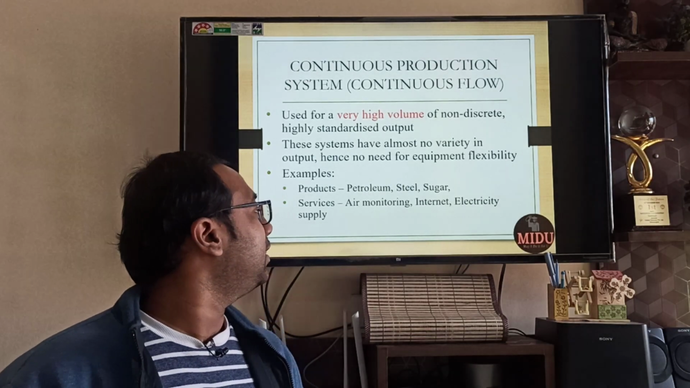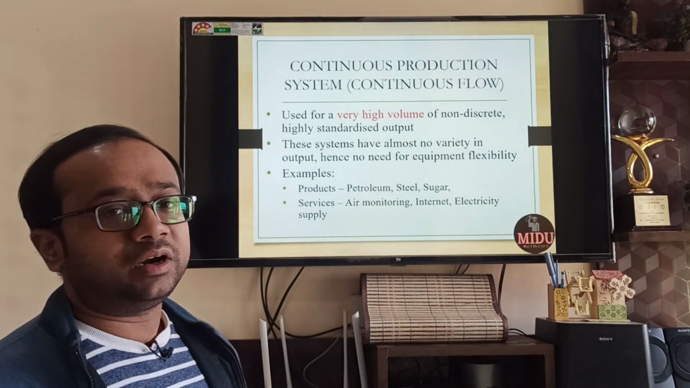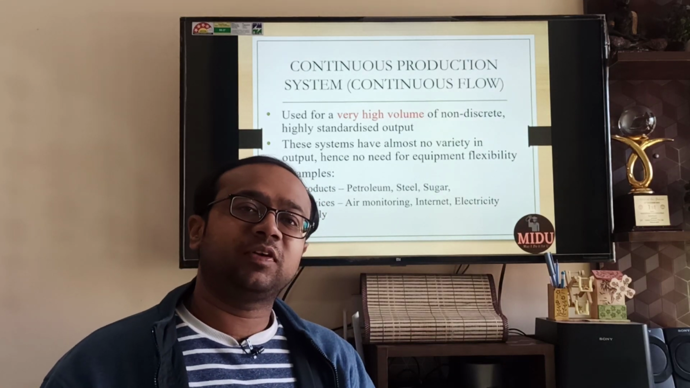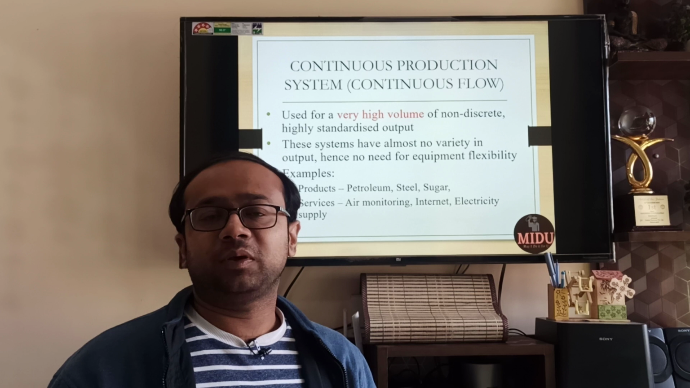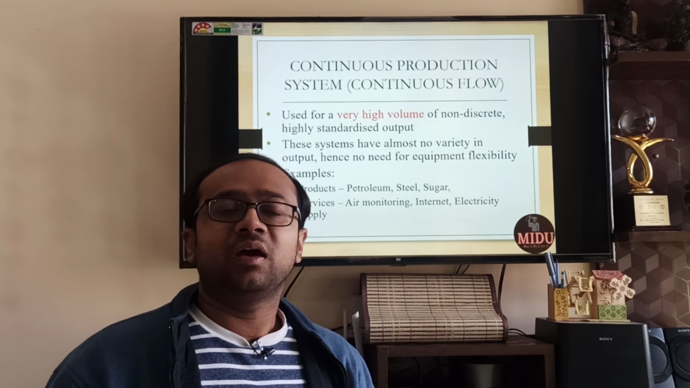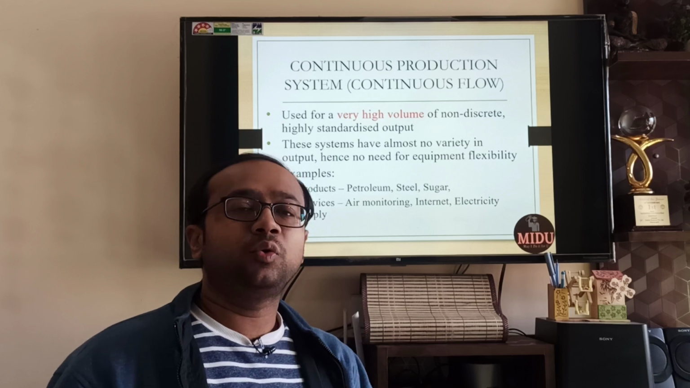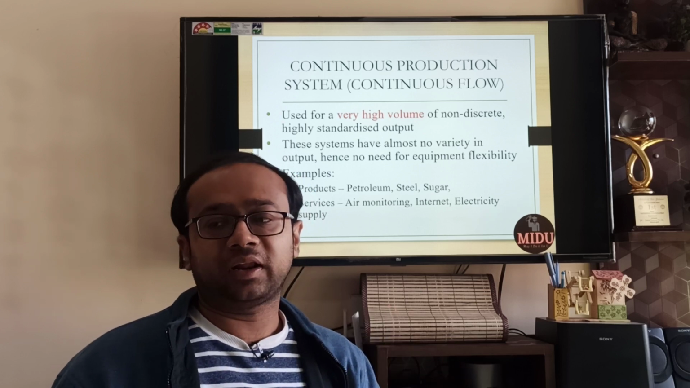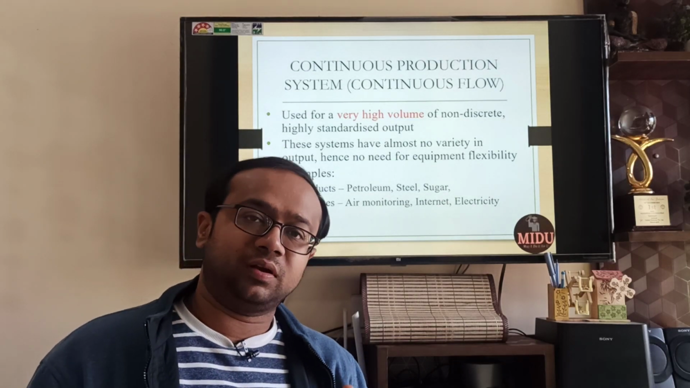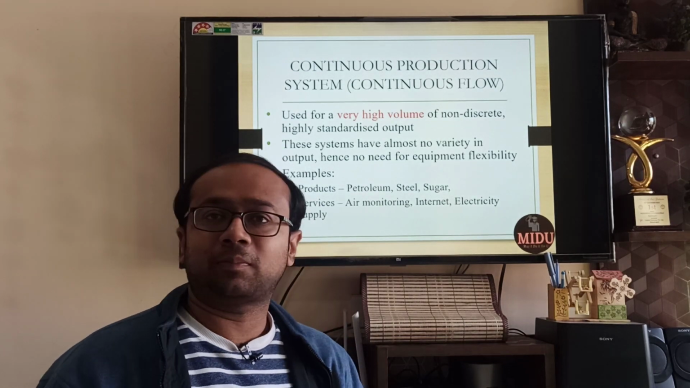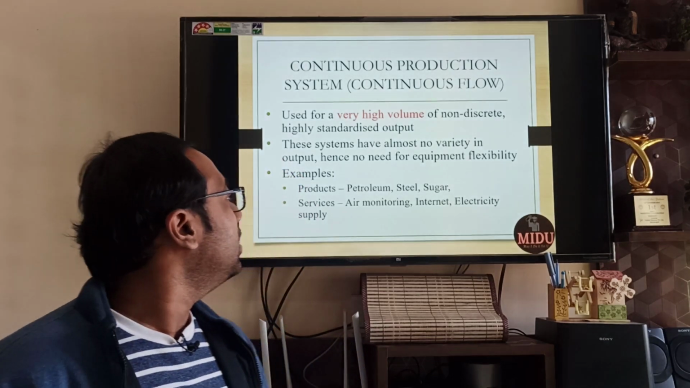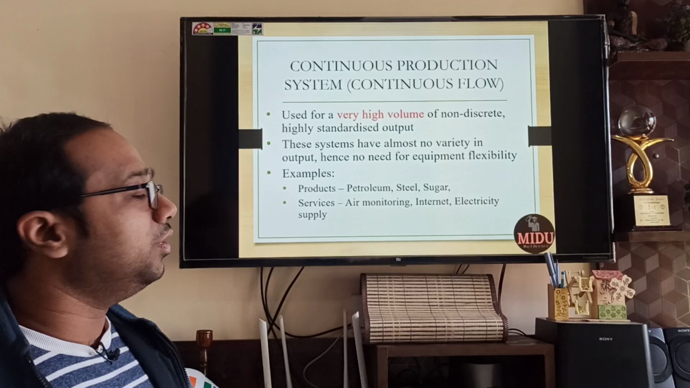In case of services, let us see some service industry. Air monitoring, so air has to be monitored. You find some parameters, fix them, for example PM 2.5, PM 10, nitrogen oxides and all, you need to measure. After that, process is standard, output is standard, you just need to keep monitoring it. Internet, process is defined, continuous flow. Electricity supply, process is set, after that electricity will keep on supplying. So all these things, continuous flow is there.